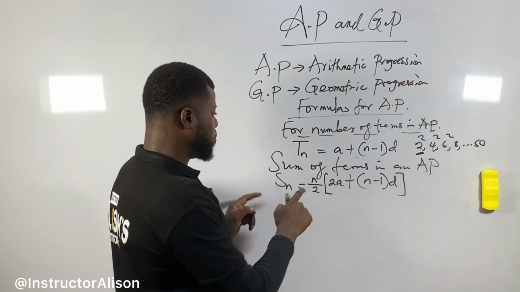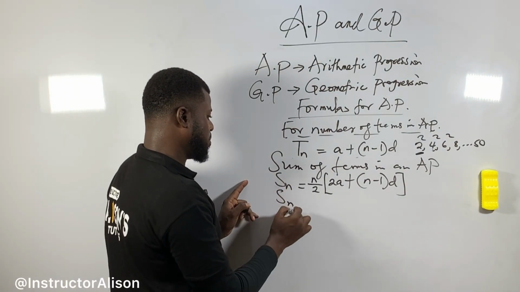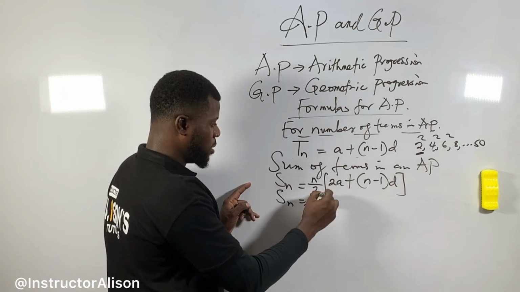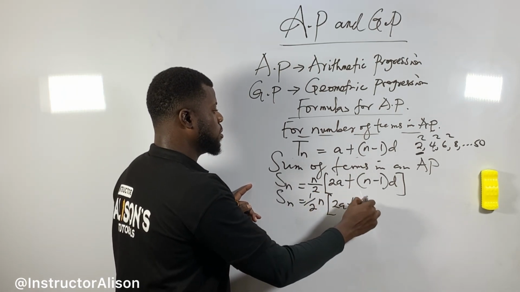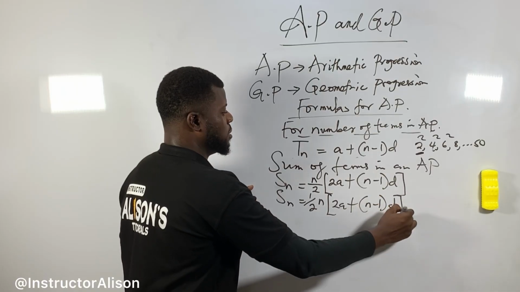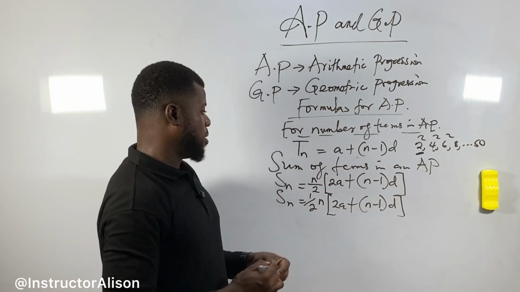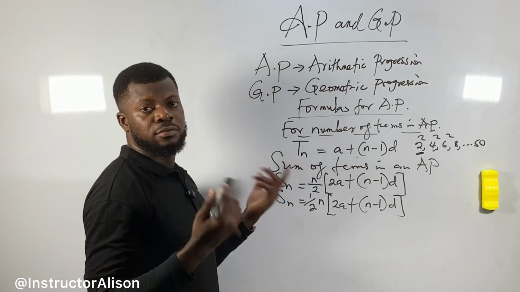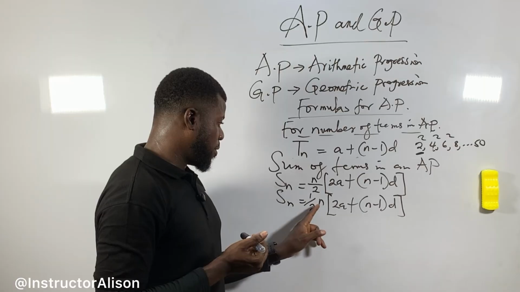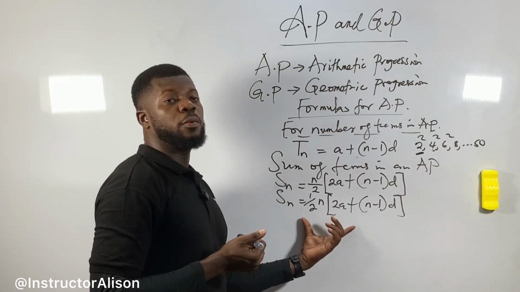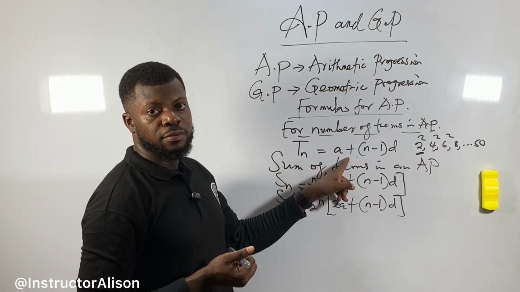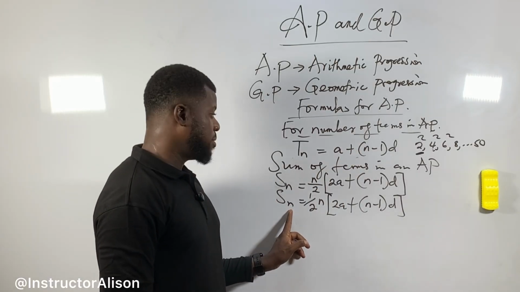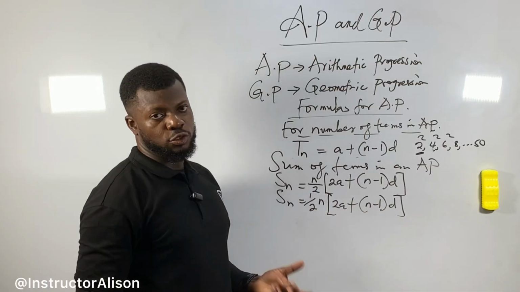Some textbooks will put this as S subscript n equals 1 over 2, then multiply by n, which is the same thing as this one, into 2a plus n minus 1, then d. You know all the parameters I told you before: n is the number of terms, a is the first term, d is the common difference. For the sum of terms, they will give you the number of terms. If they don't give you the number of terms, you will use this formula to find the number of terms. If you get 30, S subscript, sum of the 30th term, then substitute 30 for anywhere you see n, and solve it.